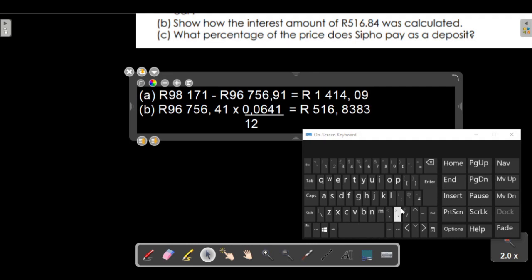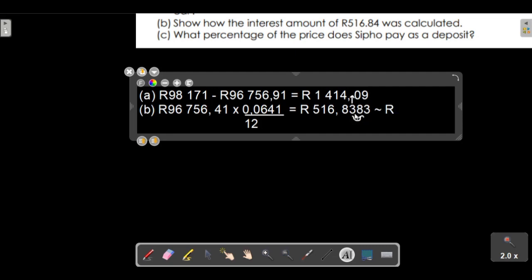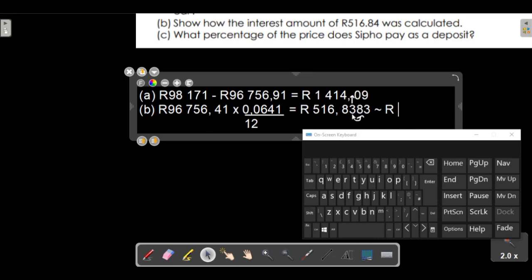So that is 0.8383, and so that means that when we, of course, round it up to 2 decimal places, we look at the next digit to the right. Is it greater than 5? If it is greater than 5, then this second digit will go up. If it's less than 5, this digit will remain there. Because the next digit, which is 8, is above 5, that means that we are going to increase this digit by 1, which is going to be 4. So 516.84.